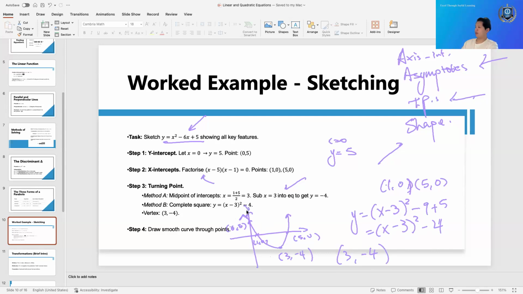Of course, you've got to include your y and x axes. So this is what an examiner would look for in your exams. So, worked examples of sketching: your axis intercepts, your labels, and then your asymptotes, turning points, and your general shape. Think of it as a checklist.